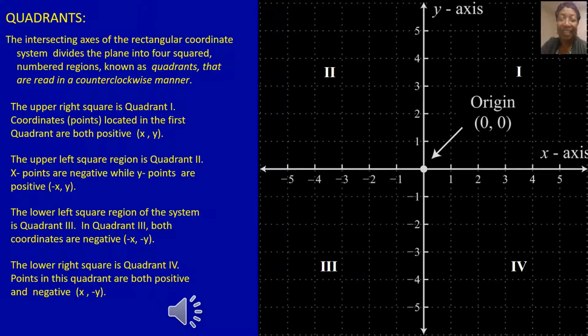The upper left square region is quadrant 2. X points are negative while Y points are positive. The lower left square region of the system is quadrant 3. In quadrant 3, both coordinates are negative. The lower right square is quadrant 4. Points in this quadrant are both positive and negative.